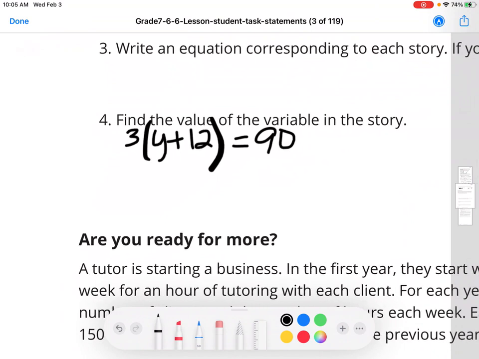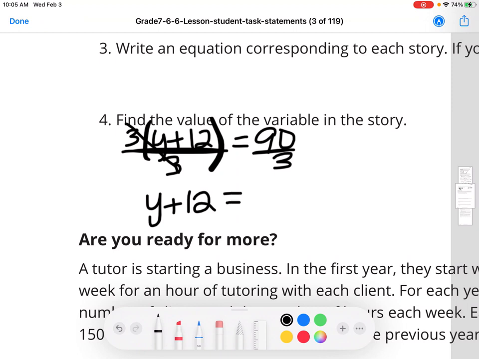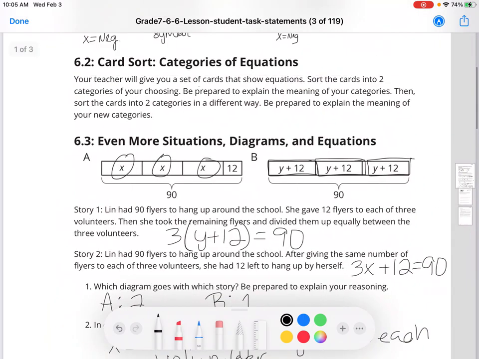So I know 3 times y plus 12 equals 90, because I had 3 equal groups of y plus 12. And I know those 3 equal groups have to equal 90. So it would help to figure out what each group represents. And I could do that by dividing by 3. So 3 divided by 3 is 1. And 1 times y plus 12 is just y plus 12. And then 90 divided by 3 is 30.